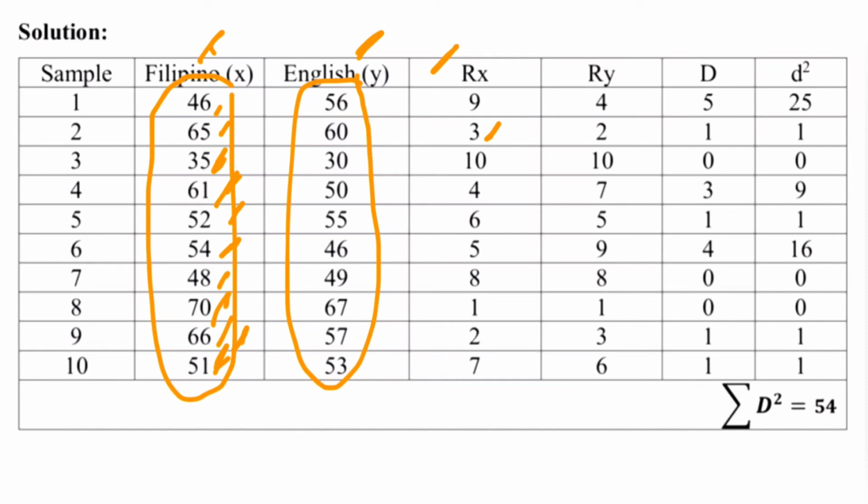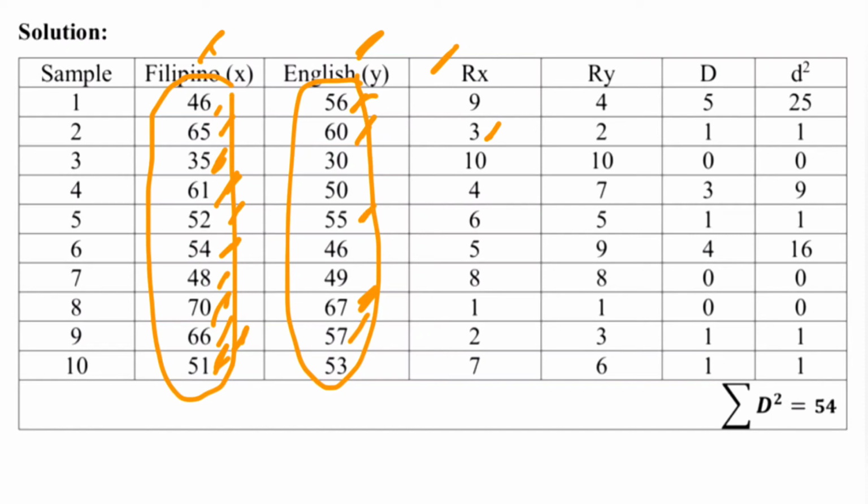Now, let us rank naman yung ating Y. So, sa ating Y, ang pinaka-highest sa kanya ay 67. The first is 67. Sinundan siya ni 60 as second. At yung pang-third natin ay 57. Yung pang-fourth ay yung 56. Ang pang-fifth ay 55. Okay, 55 yung pang-lima natin.